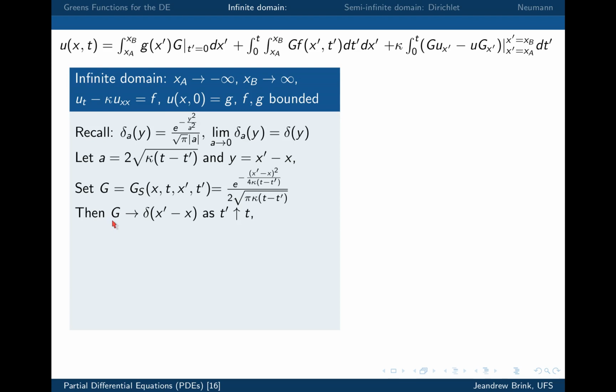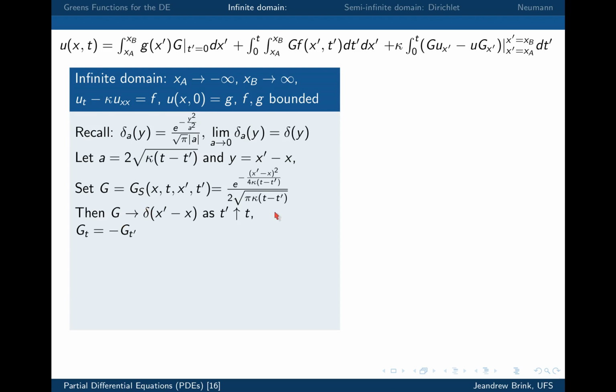We can also show that g approaches the delta function as t prime approaches t. As t prime approaches t from below, in other words within the domain, we have A approaching 0, and we know from our series definition of the delta function that it approaches the delta function. So that property is satisfied.